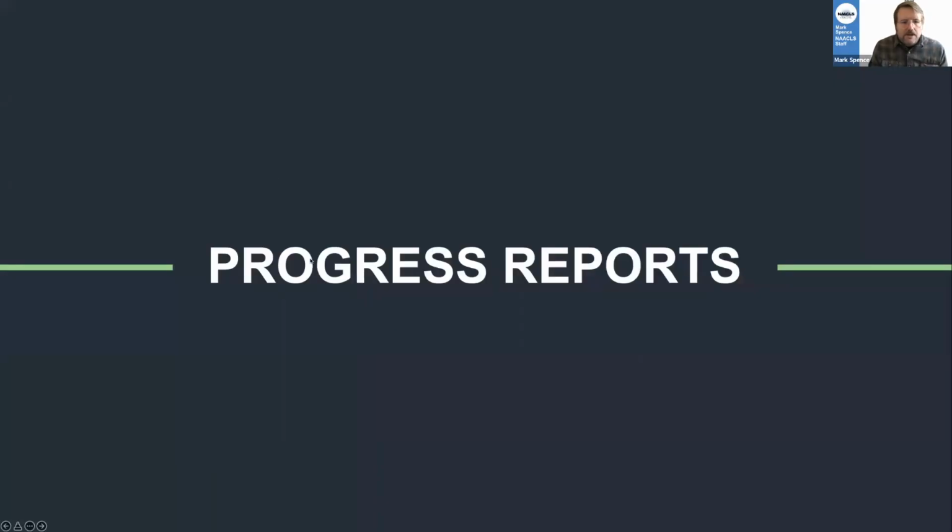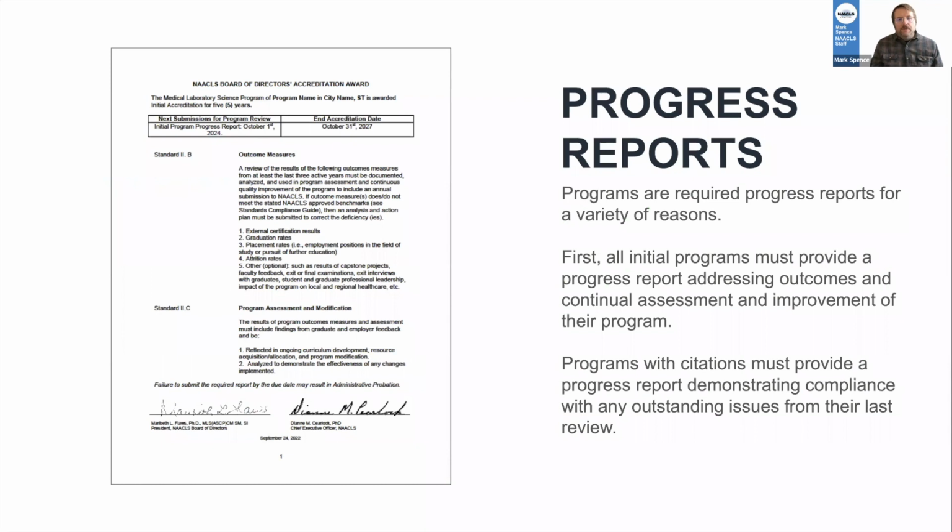Okay, let's go into progress reports, which are actually, now that I think of it, I think interim reports are actually more common because we've seen a lot of 10-year awards coming through. But let's talk about progress reports. So there are 2 kinds of progress reports. There is the initial progress report, which you see here. And then there are progress reports due to citations.